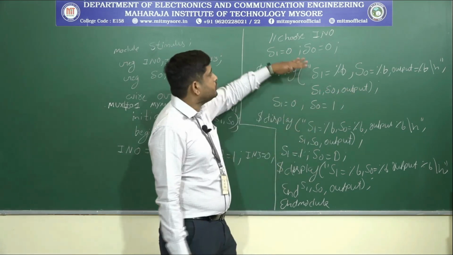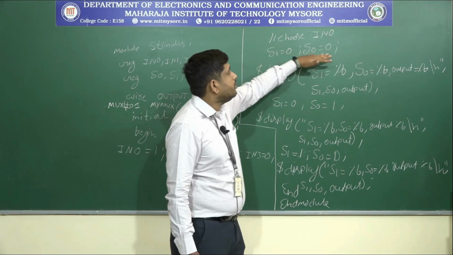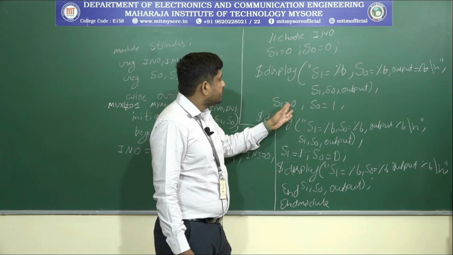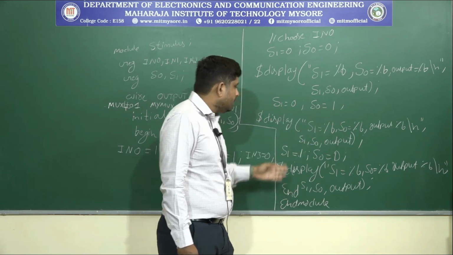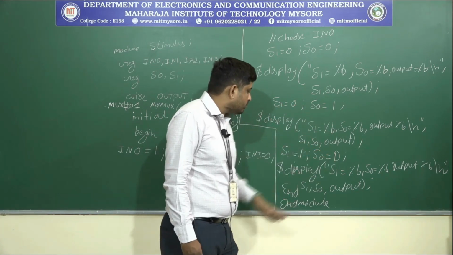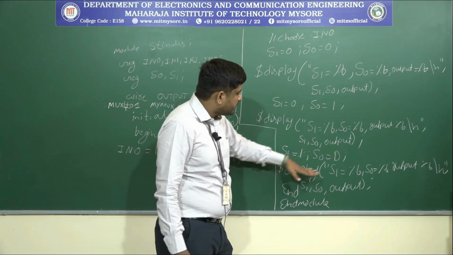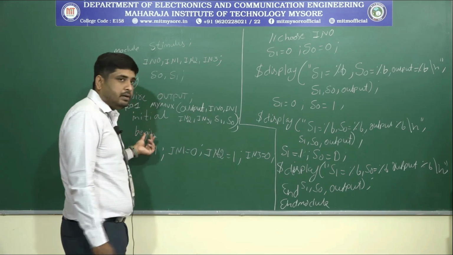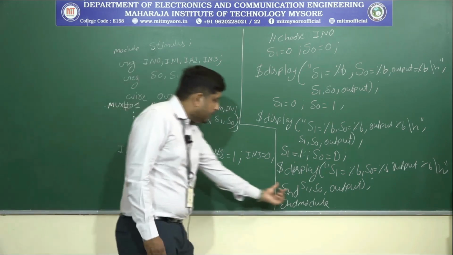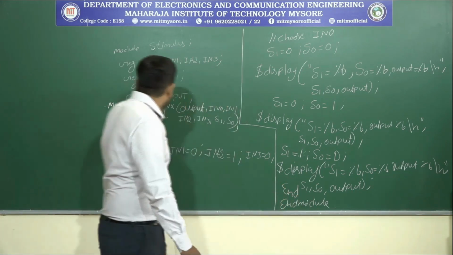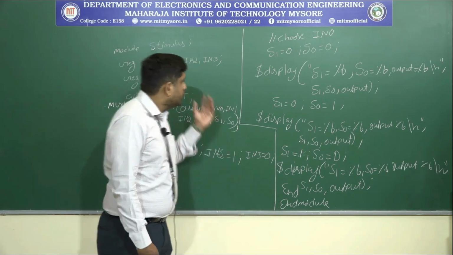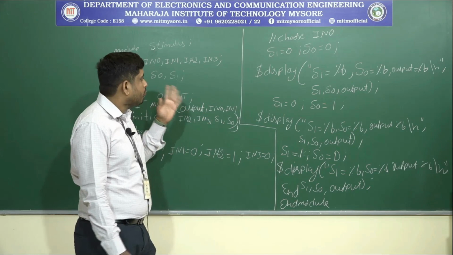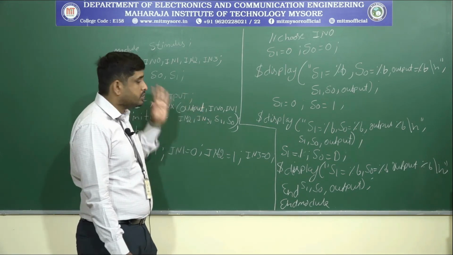So similarly, whatever you choose here, S1 is equal to 0 and S0 is equal to 0, the same thing you have to apply here. Next S1 is equal to 0, S0 is equal to 1, then S1 is equal to 1, S0 is equal to 0. Next we have to apply S1 is equal to 1, S0 is equal to 1. Then after this, there is a begin, it should be end, that is end, then end module. The module should end. This is the 4:1 mux using a stimulus block.